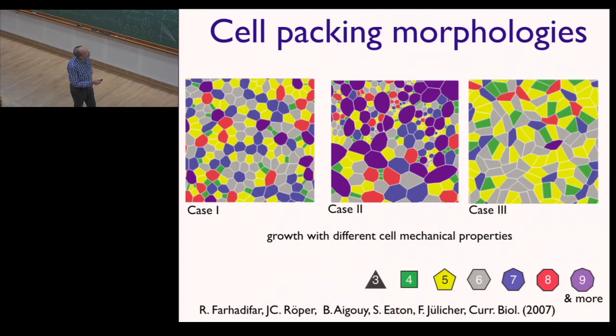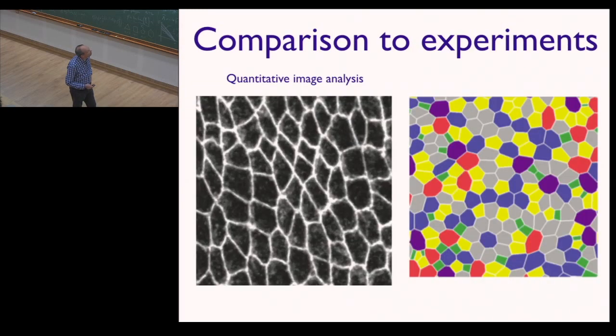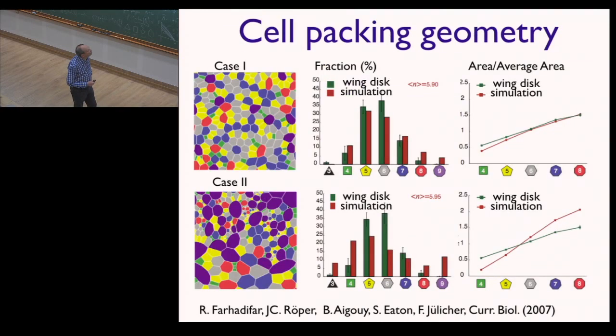But you also see different area distributions, different neighbor number distributions, which can be compared to a quantification of real tissue. You see this comparison of simulation and measurement in the wing disk for case 1, case 2. Now this was chosen already to agree well in its morphology, both in area statistics as well as neighbor number distribution. Case 2 is very different in both ways.